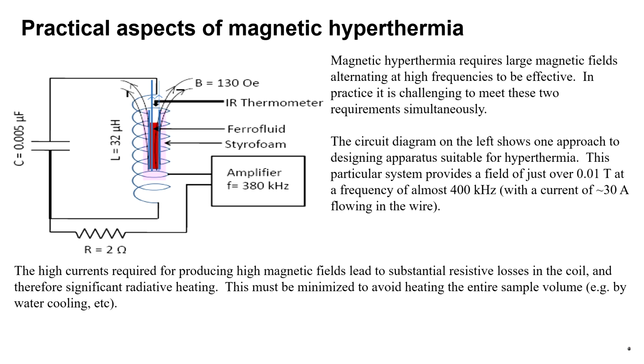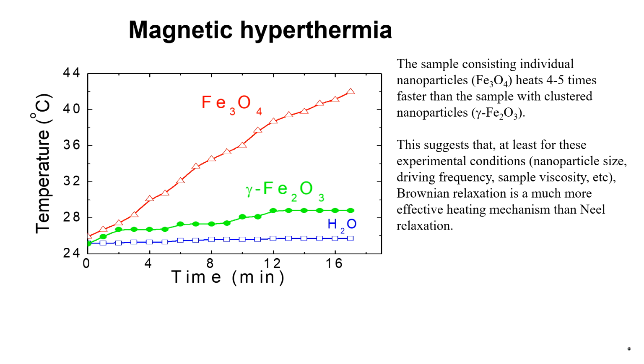to avoid heating the entire sample, which can be done using water cooling systems and all those things, but it is still experimental. People are learning more and more to find out how it can be utilized. So in magnetic hyperthermia, a sample consisting of individual nanoparticles heats 4 to 5 times faster than a sample with clustered nanoparticles. So individual nanoparticles are much better than clustered nanoparticles. That's what they found and reported.